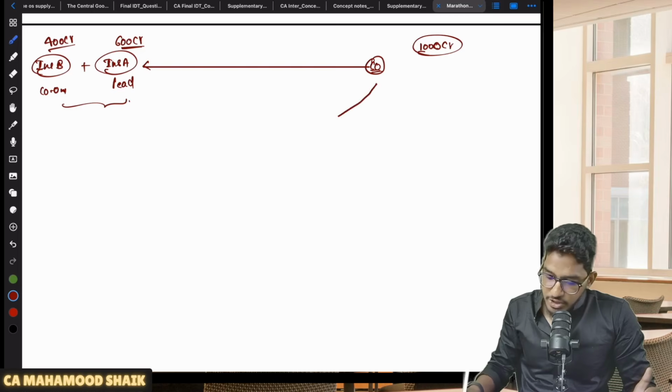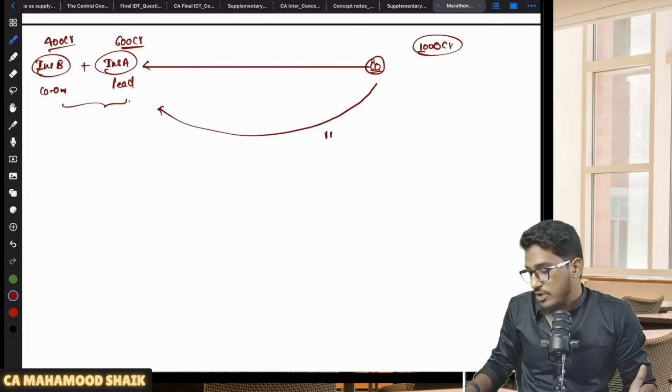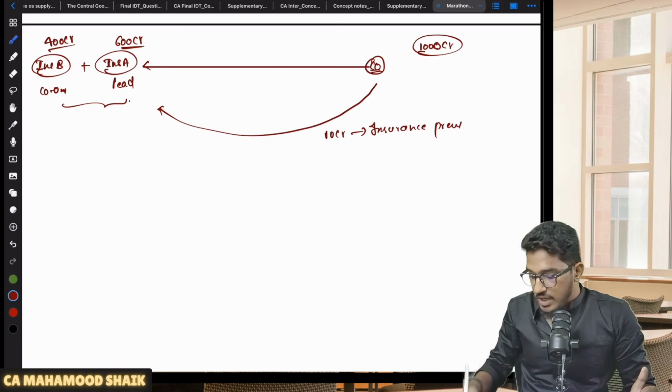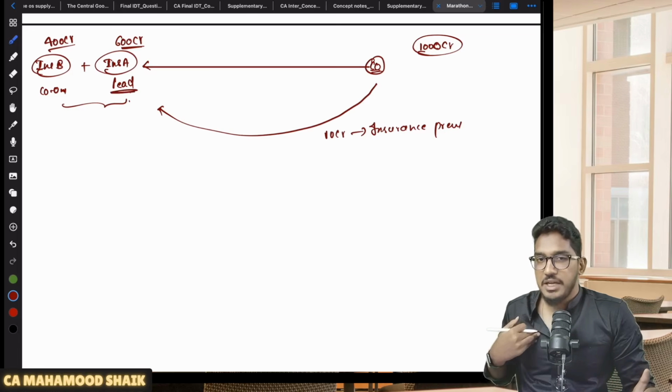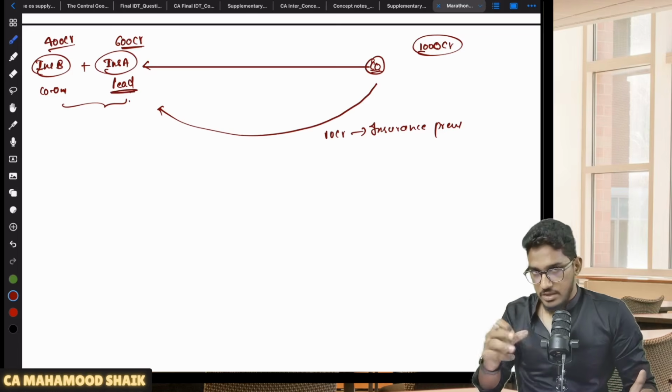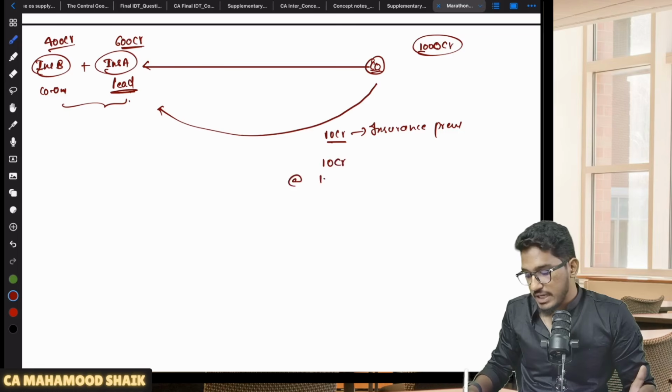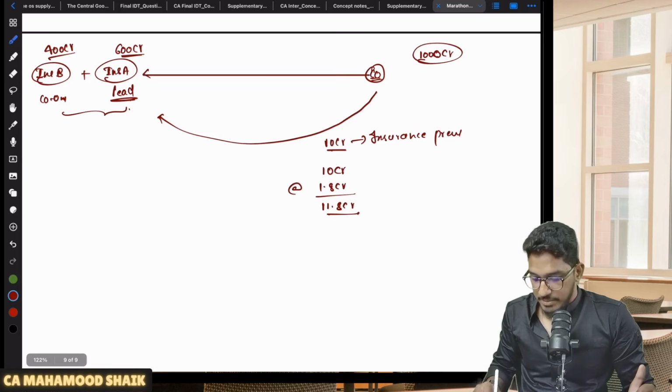Now for this they have charged an insurance premium. Let us say 10 crore rupees of insurance premium they are charging. This amount will be collected by the lead insurer. Whoever is leading that agreement will collect it. On that 10 crore rupees, GST also he will collect: 1.8 crore rupees of GST. 11.8 crore rupees of total amount was collected by insurance company A.